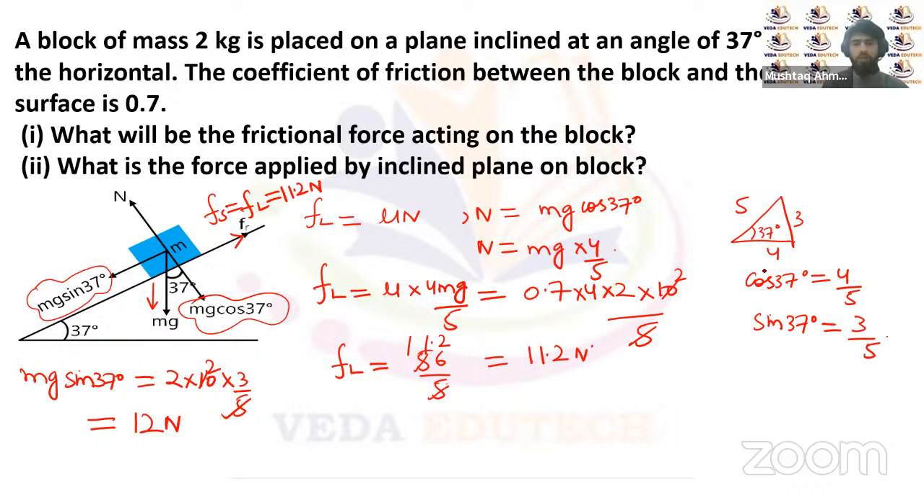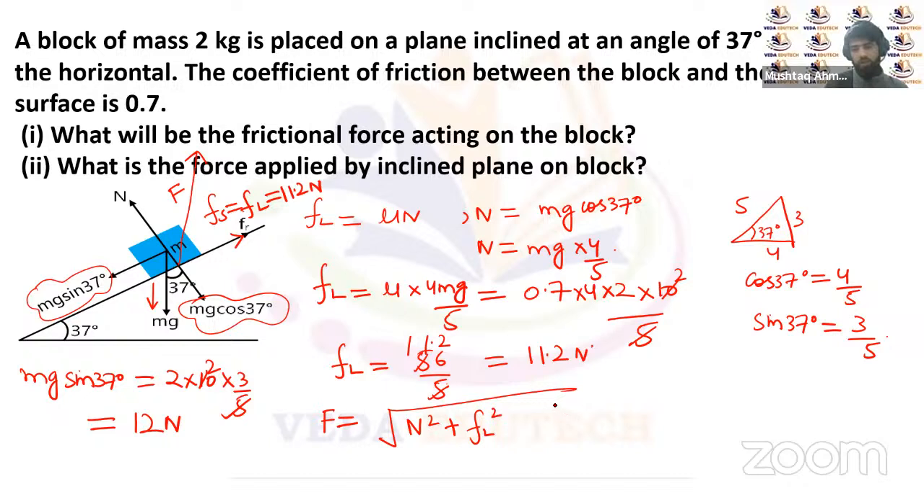Now we have to find what is the force applied by the inclined plane on the block. So there are two forces because of the inclined plane. One is the frictional force and another is the normal force, and it is perpendicular to this plane. So there will be a net resultant force by this inclined plane. Let's call that F, and that F will be the resultant force by the incline. That will be equal to under root of N square plus frictional force, that will be Fl square.